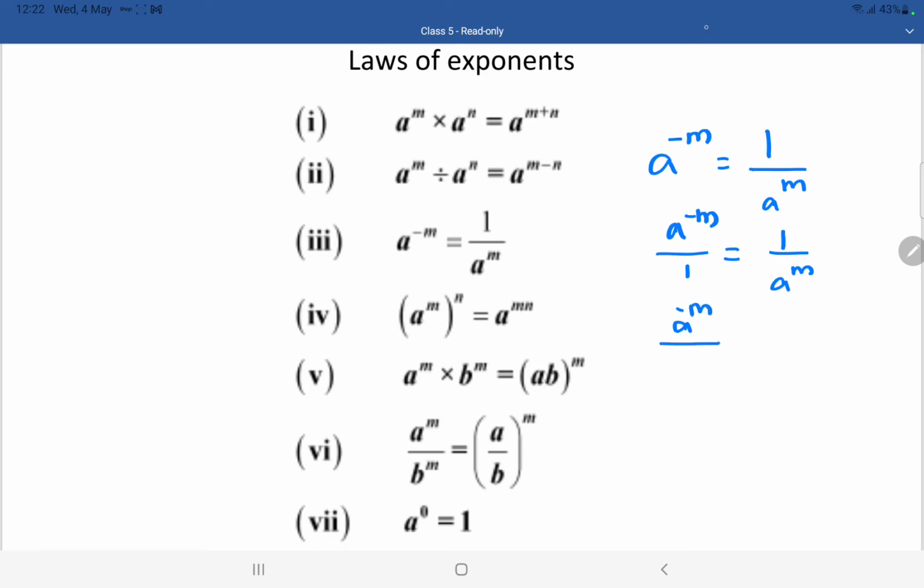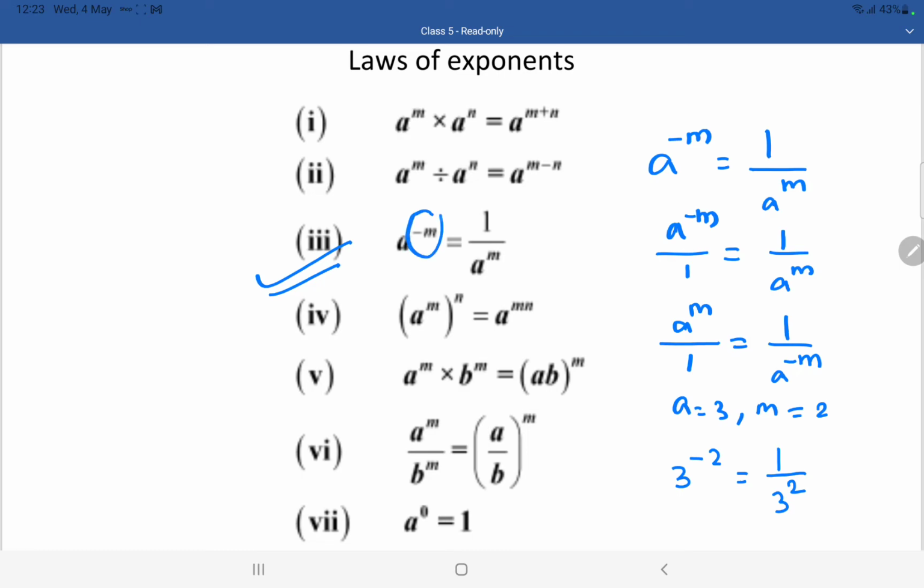For example, here it is plus, right? So when it is plus in the numerator, when it comes to the denominator, it will become minus. Okay. So for example, I will take a is equal to 3, m is equal to 2. 3 power minus 2 is equal to 1 by 3 power 2. So according to this third one, what you need to remember is, whenever you have minus symbol for the power, when it is in the numerator and it comes to the denominator, it will become positive. Okay.